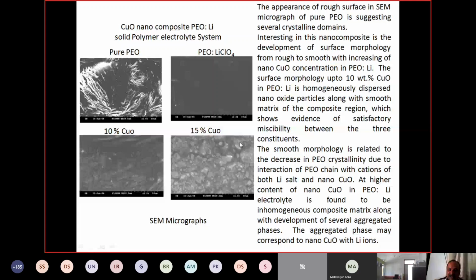So how that affects the transfer property, that we will also study here, because we are increasing the nanoparticle in the polymer electrolyte. It also increases the transfer property, and for higher concentration it damages the transfer property, because it can accommodate only up to a particular level.